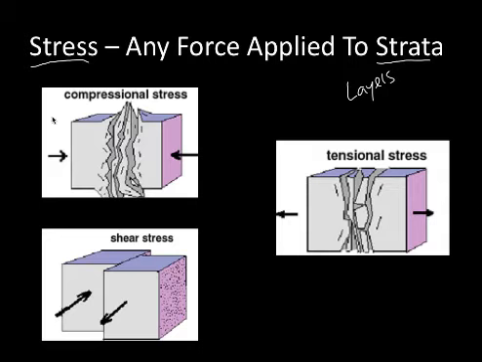And we have compressional stress, which is that squeezing stress. And then we have tensional stress, which is that pulling apart stress. And then we have shear stress, which is those opposite directions. One goes up, one goes down. The big thing here, how is this different from tensional stress? Tension is pulling away in equal directions. Shear stress is pulling away in opposite directions, opposite horizontal directions.